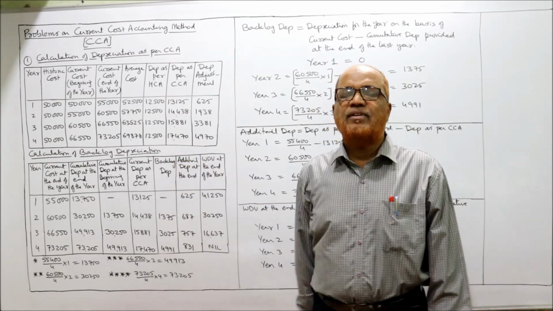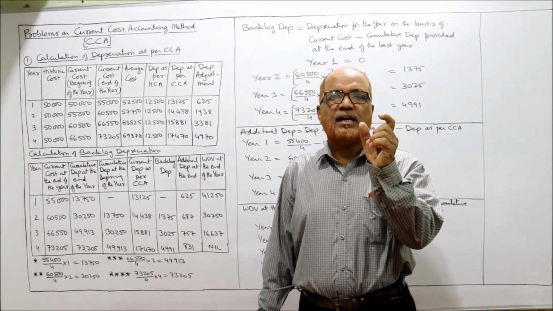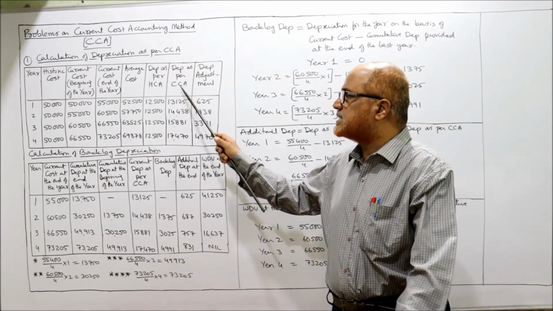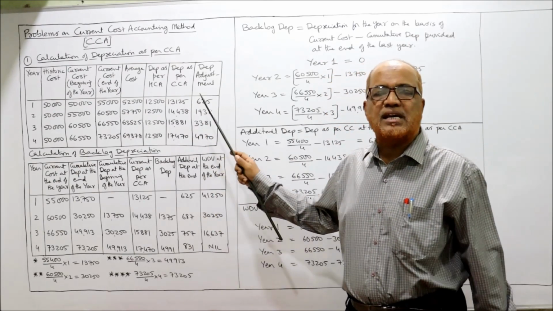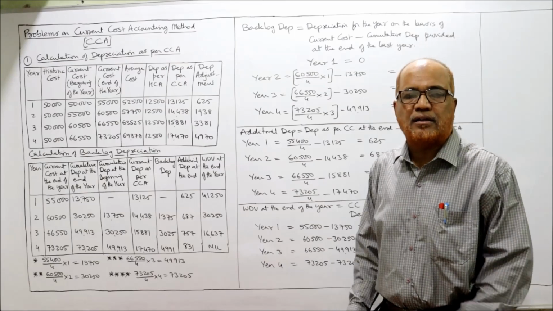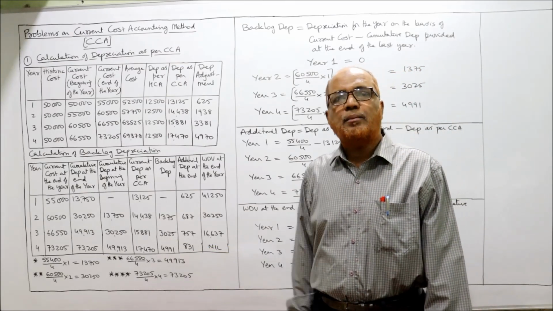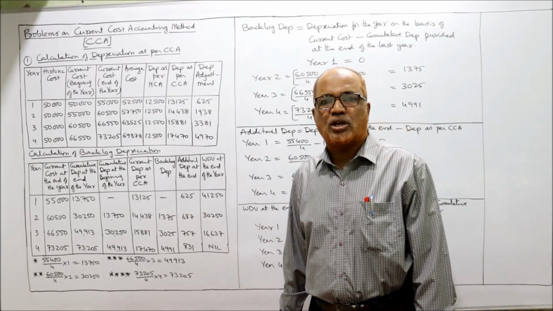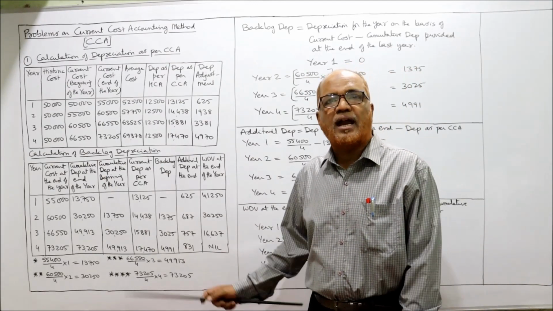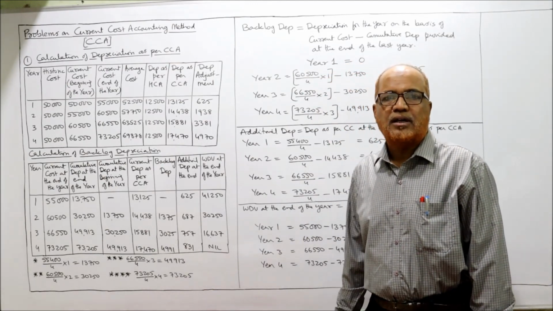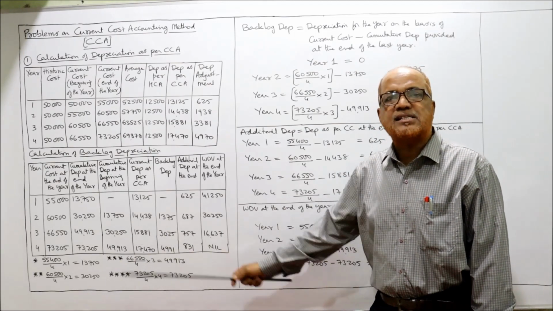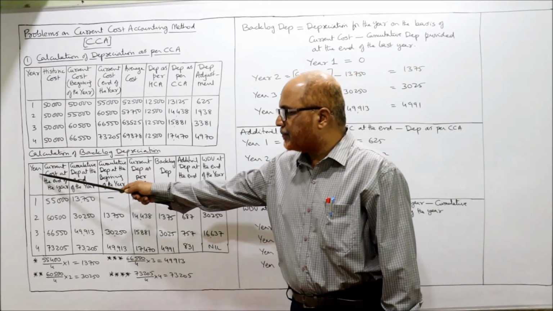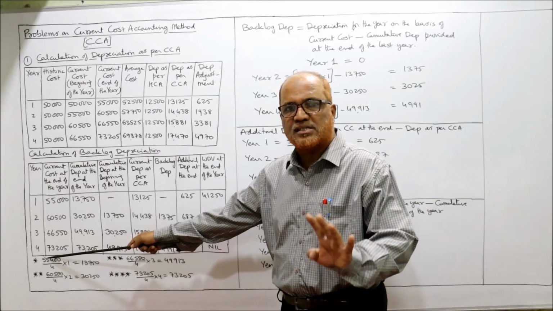So in this table we have calculated how much is the depreciation as per CCA and how much is the depreciation adjustment. That's it. Now a second table we'll make to find out the backlog depreciation, additional depreciation and WDV at the end of the year. These three things we are going to calculate in the second table. Year, same, 1, 2, 3, 4. 4 years is the life.